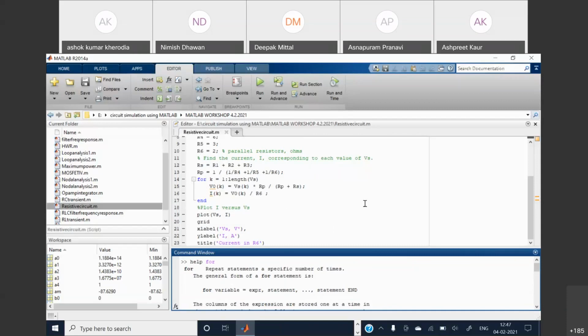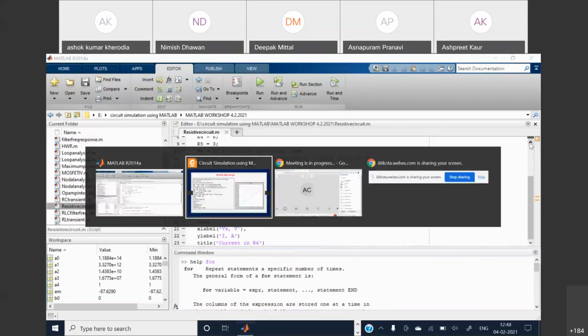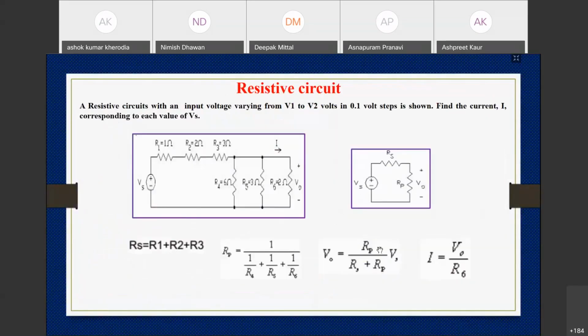Since we are varying Vs from 8 to 16, we have written k equal to 1 to length of Vs. Whatever the number of points Vs has, the loop runs that many times. Then we compute the output voltage using the voltage divider equation, Rp upon Rp plus Rs into Vs, since we have to find the voltage at each point, determined by the variation of the source voltage Vs.